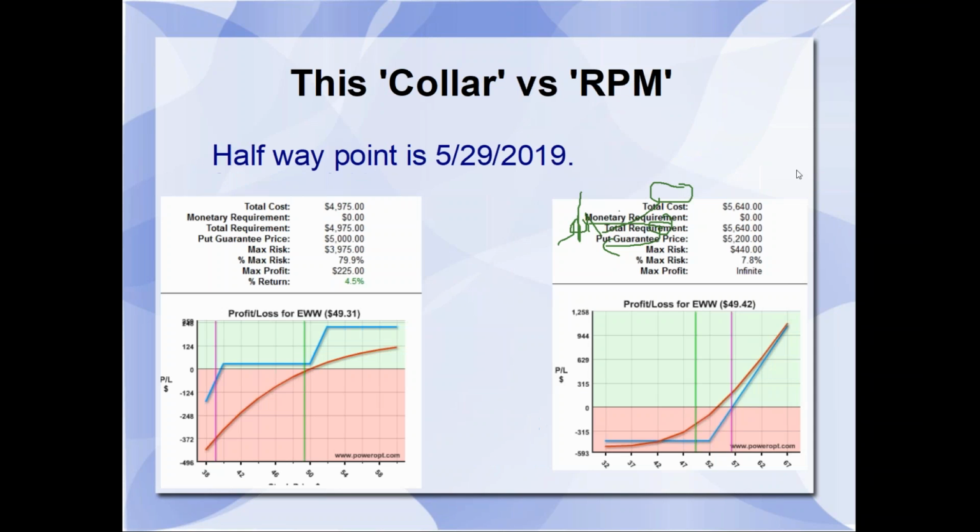All right, so side by side, let's take a look at those two questions. Is it safer? Halfway point is 5/29/2019, so I was stumbling on that. All right, here again is your position. Here would be the same married put I would open using the 52 strike. I'd buy EWW at 50. I'd buy the 52, maybe the 54 strike, for a little bit lower than a 7.8% risk.